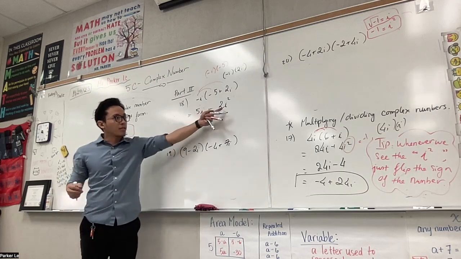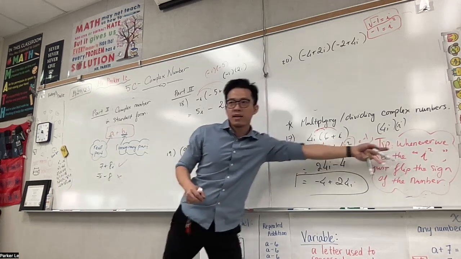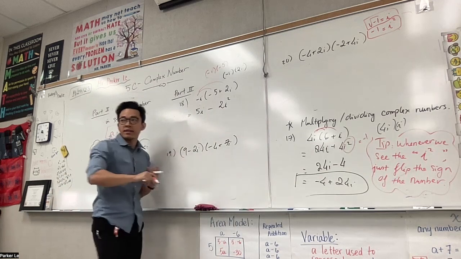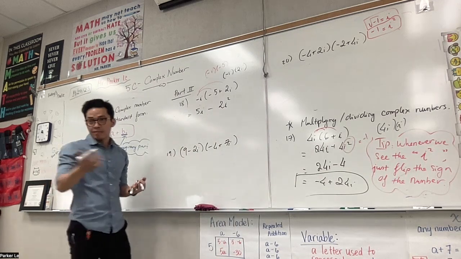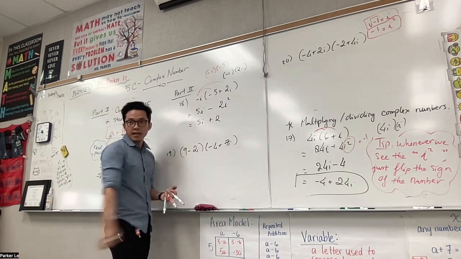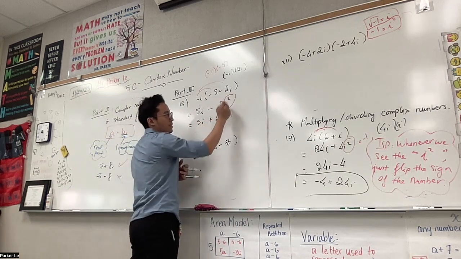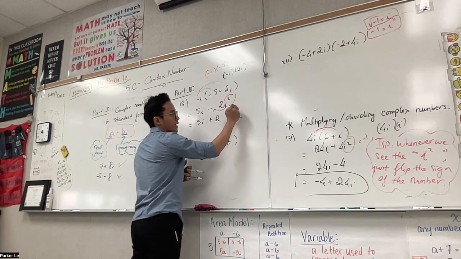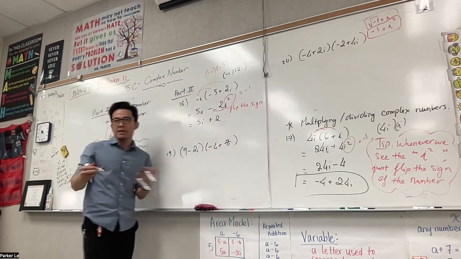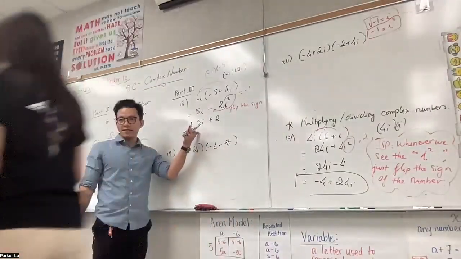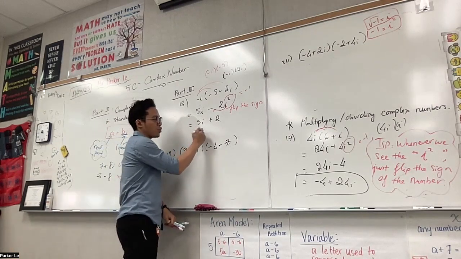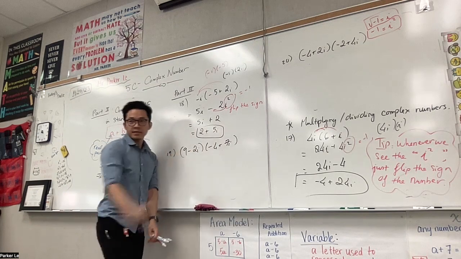Or if you see the i squared, you can use the tip right here. Whenever you see the i squared, this is negative 2 right now. Now it becomes 5i plus 2. See that? So flip the sign, because this one is negative 1. Okay. Is it the final answer? No. Rewrite it in standard form. So 2 plus 5i. Good.